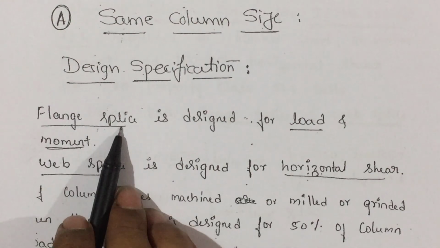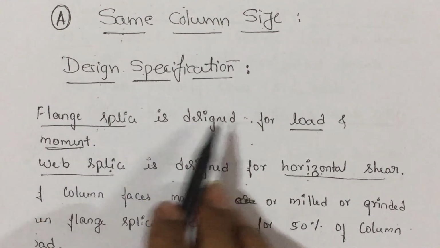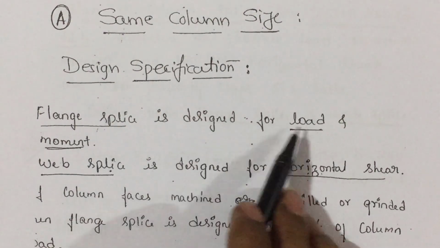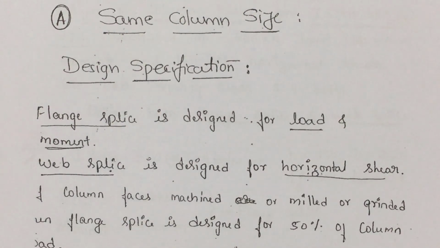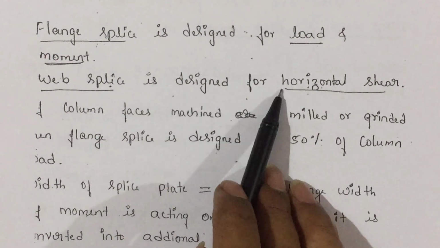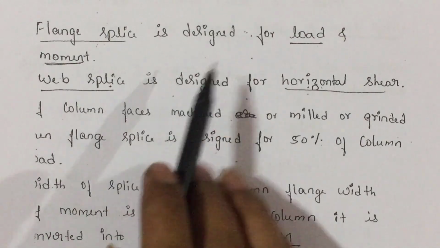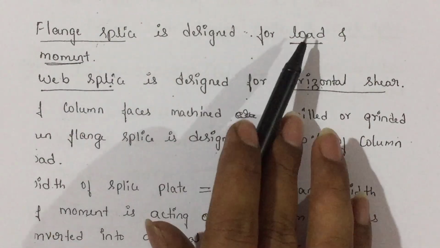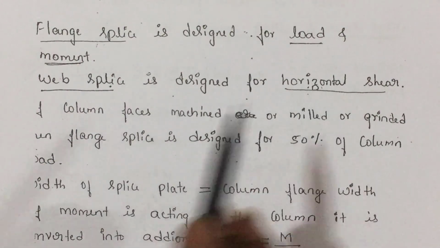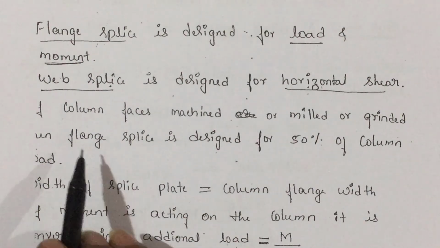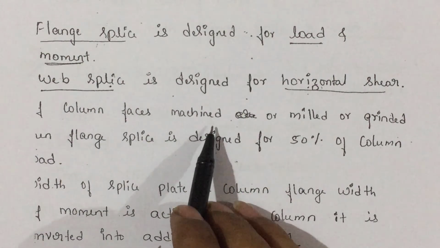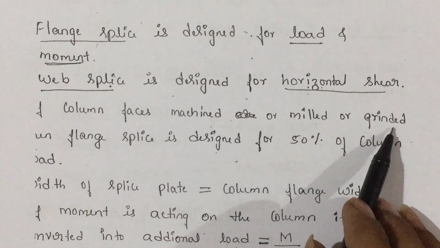What do you mean by flange splice? The flange splice is designed for load and the moment, whereas the web splice is designed for horizontal shear. Flange splice design means we are going to design for load and the moment. Web splice means we are going to design for horizontal shear, for column faces machined or milled or ground.